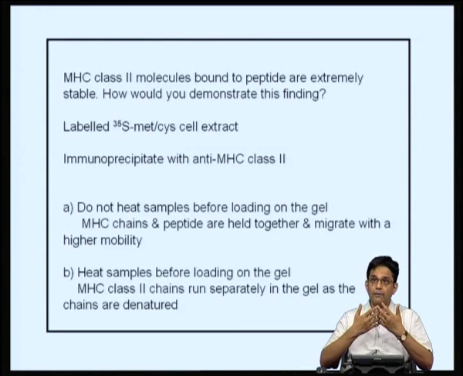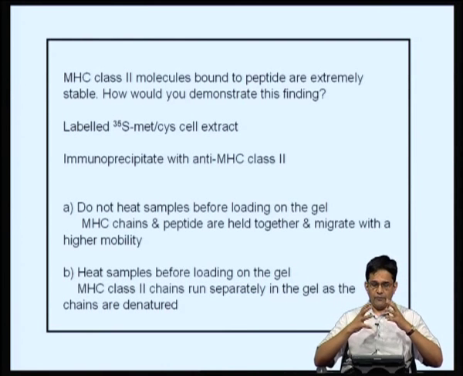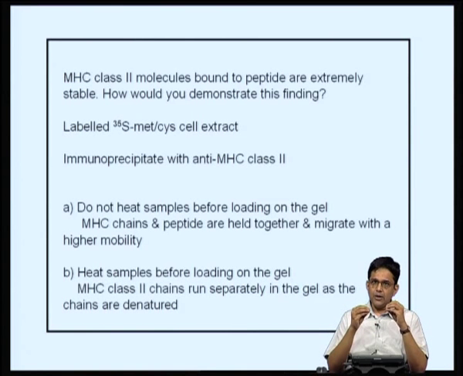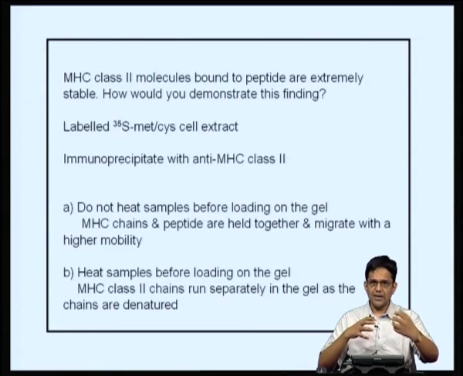Now, remember, once you are labeling your proteins, all proteins that are being synthesized will be labeled. So, from this pool of labeled proteins, you need to separate the protein that you are interested in. So, the reagent that is used is a particular antibody. So, you can use specific MHC class 2 antibodies to remove MHC class 2 from the pool of labeled protein. So, that is what is done.